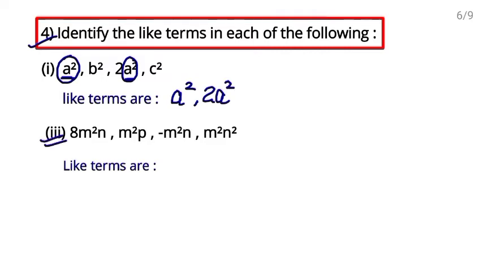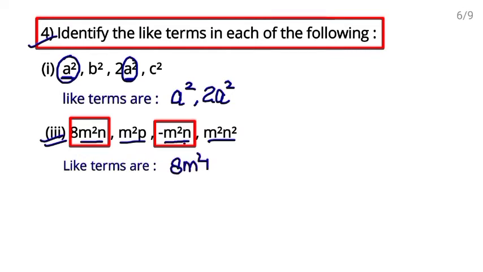And third part, first expression has variable m square n, second has m square p, third has m square n. इसमें भी वेरिएबल क्या है? m square n ही है. इसमें क्या है? m square n square. So the terms having similar variables are 8m square n and minus m square n. So these are like terms. लाइक टर्म्स वो टर्म्स होती हैं जिसमें वेरिएबल और उनकी पावर सेम हो. So we have found here like terms.